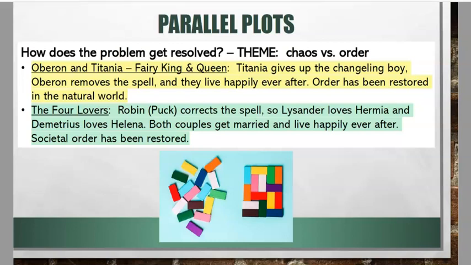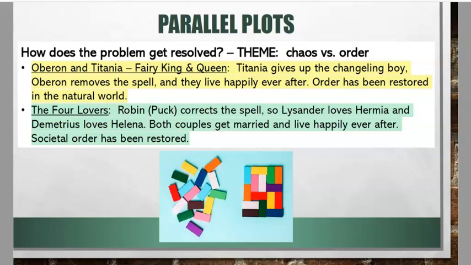All right, and how does the problem get resolved? Brings us to the theme, one of the themes, chaos versus order. So Oberon and Titania, fairy king and queen. Titania gives up the changeling boy. Oberon removes the spell and they live happily ever after. Order has been restored in the natural world. So the fairy world is back at peace and everyone's happy there.